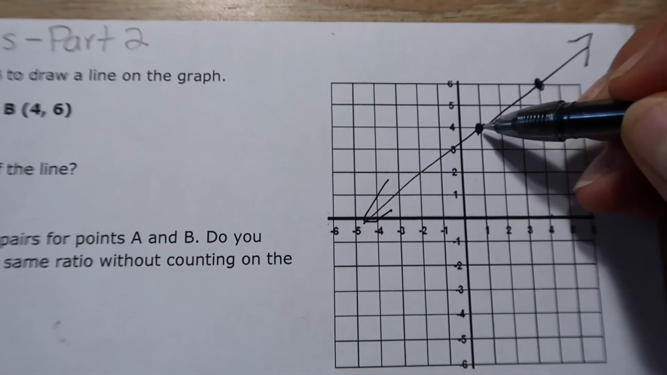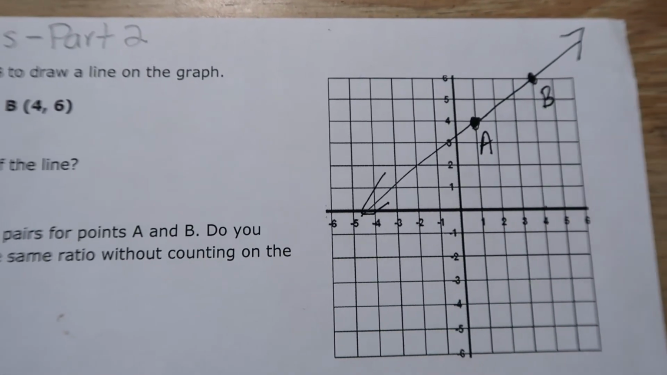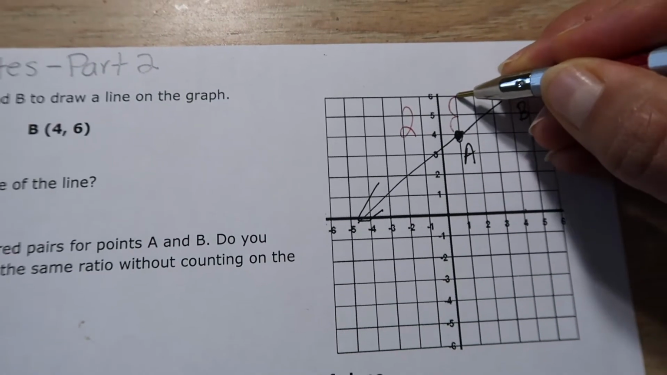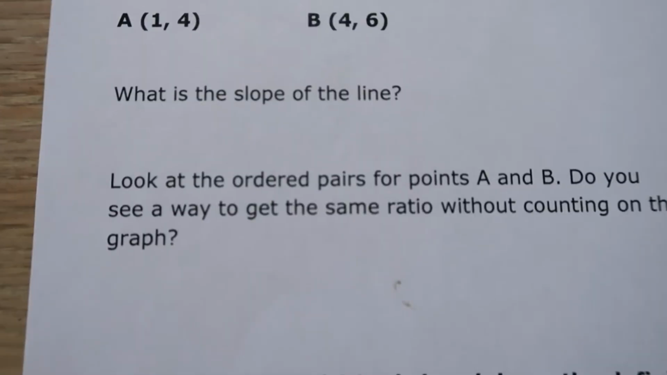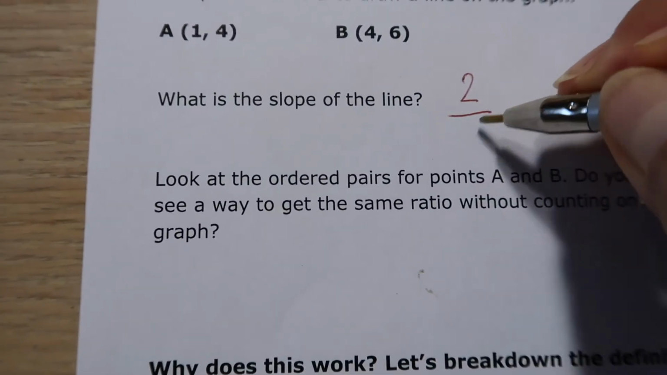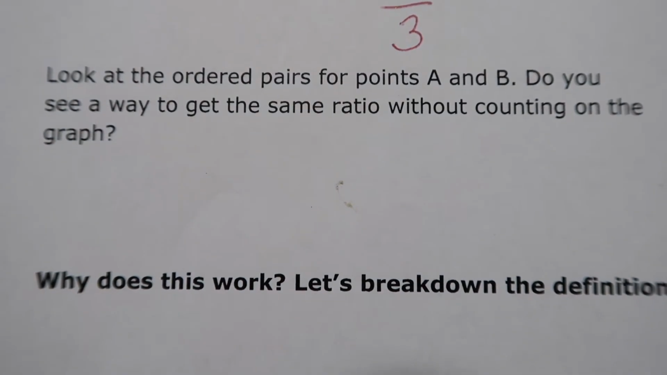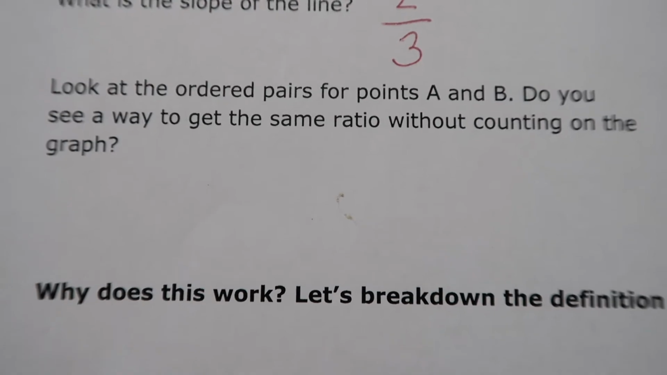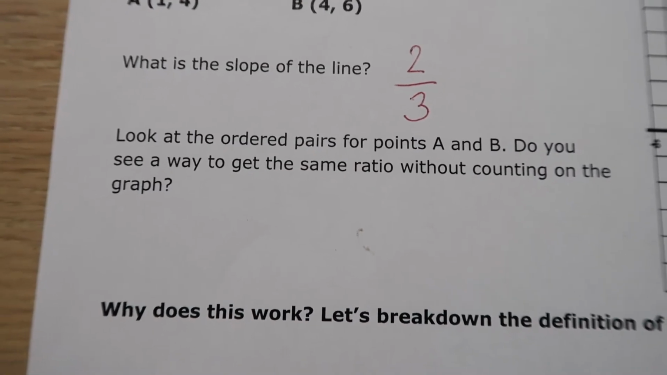And now from this point, we can call it A and B again. Read it from left to right. I'm gonna go 1, 2 up, and then 1, 2, and 3 to the right. So your slope is 2/3. Look at the order pairs for point A and B. Do you see a way to get the same ratio without counting on the graph? Just by looking at the order pairs.